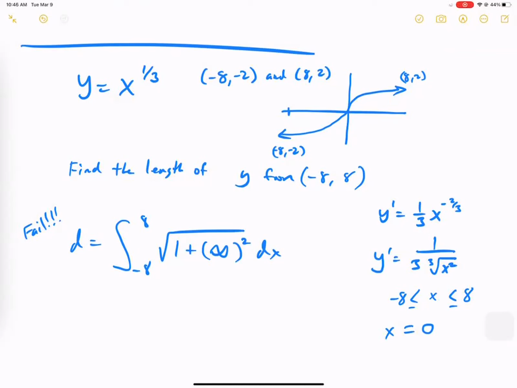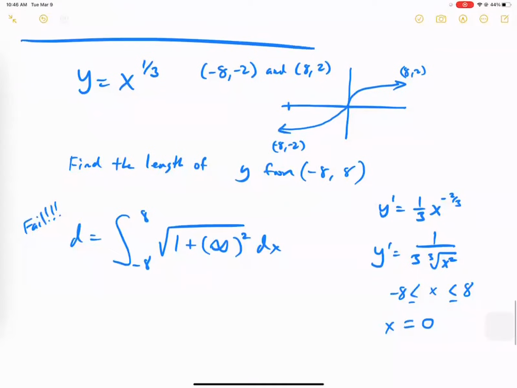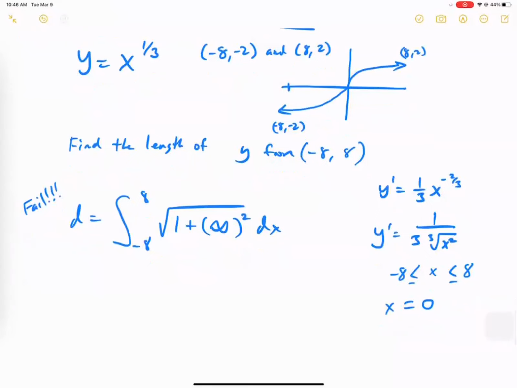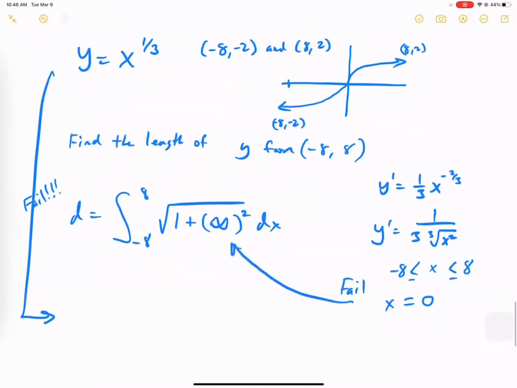But does it mean we're dead in the water? What if I rewrite the problem instead? Instead of looking at y is equal to, let's make it x is equal to. Because this was a fail, right? This died here, and if I plugged it in, we ended up with infinity. Doesn't work. Instead, rewrite the problem.